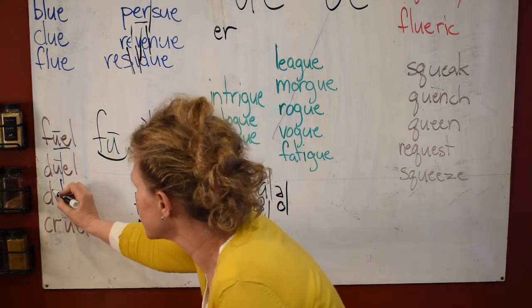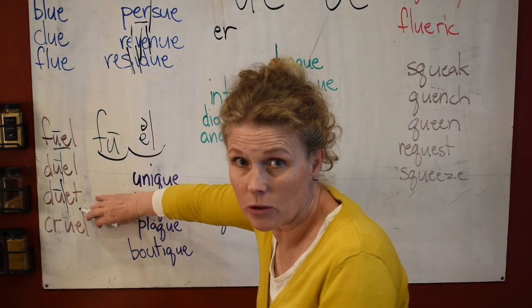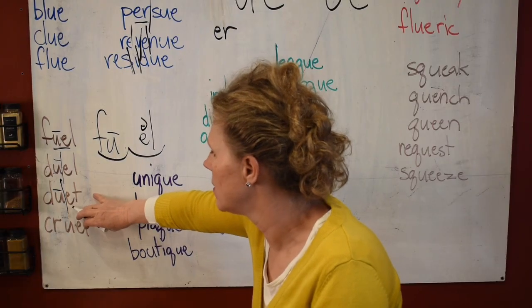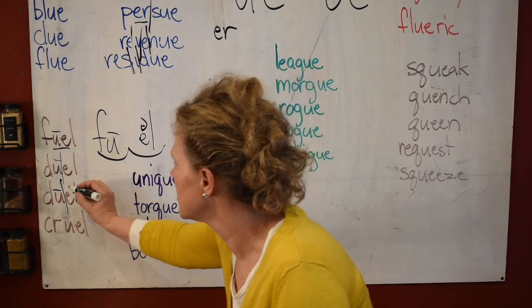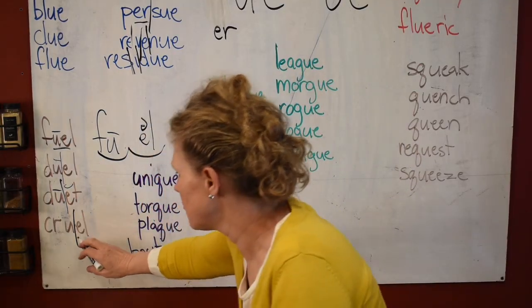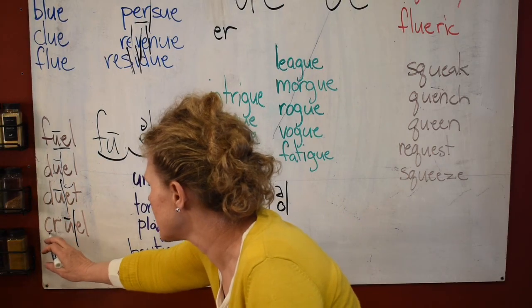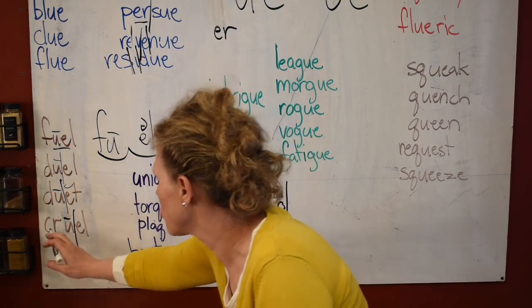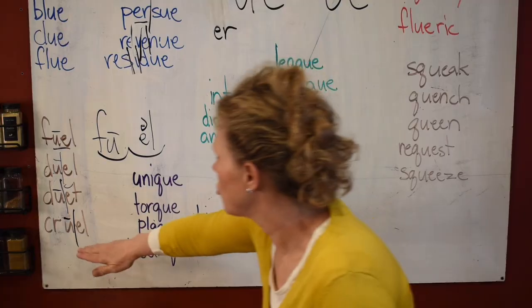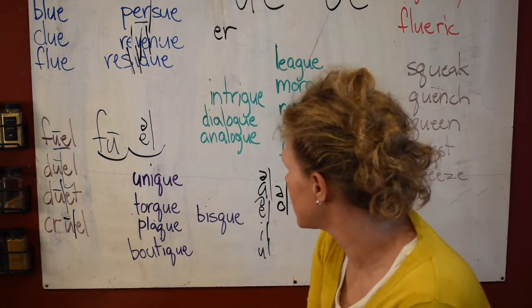Duet, but it still breaks. That's long and it's saying eh, because now, see how it's a closed syllable and it's not a vowel then an L. Duet. So it's saying short E sound. Cruel, this is a vowel and then an L. It's going to be long. It's going to say cruel. These are words that we use often in our vocabulary.